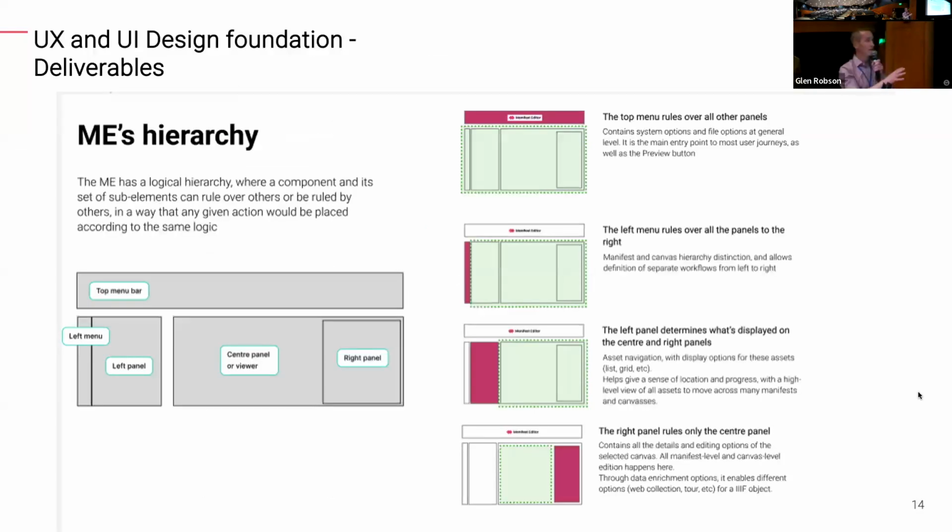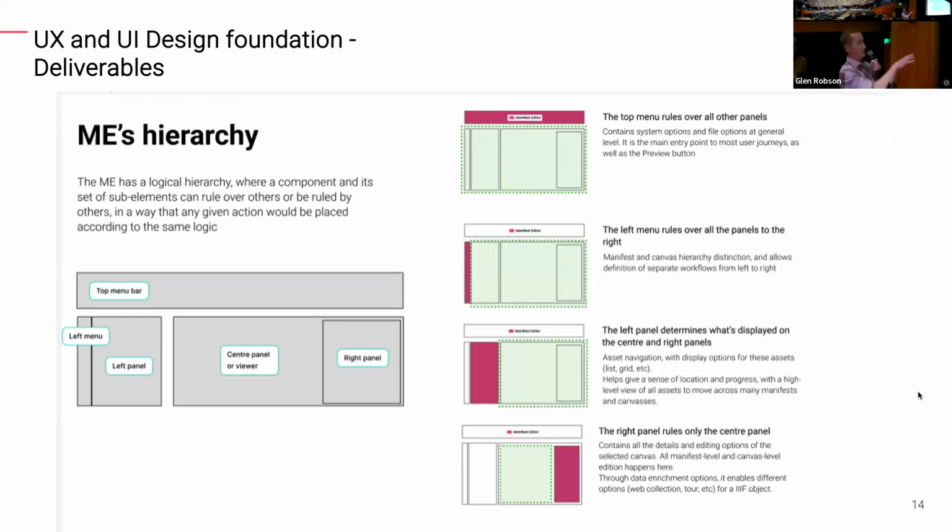I mentioned earlier one of the key challenges with the user feedback, this question of Manifest versus Canvas. I think one of the things we really found was that the team felt it was really important to look at the hierarchy of interaction and how that worked within the tool itself, and to see if that could help address some of those problems.